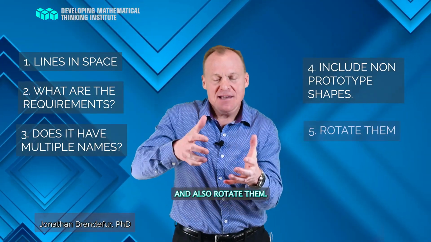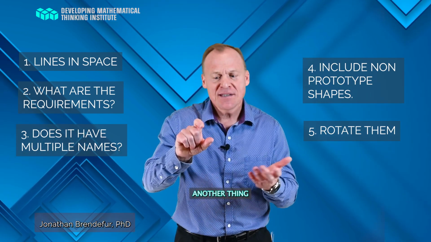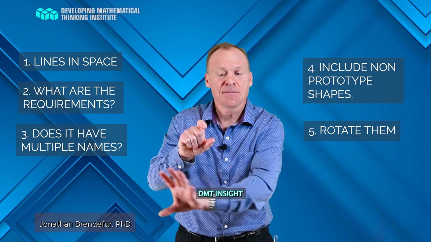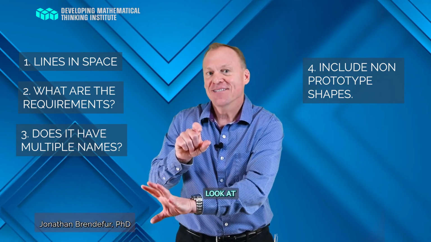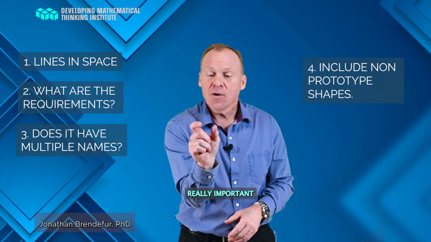And also rotate them, because a lot of times when you take that square and you rotate it, another thing we say is, oh, now it's a rhombus or a diamond. It's not a diamond. That's another DMT insight if you want to look at the correct language for that, and where the word diamond even came from. Really important is like a square.